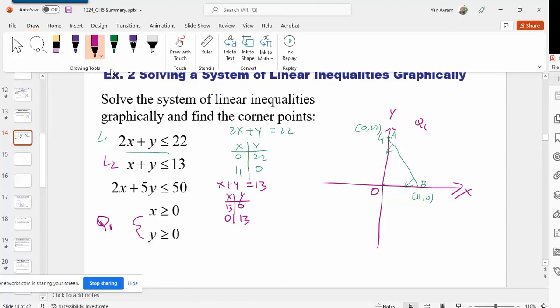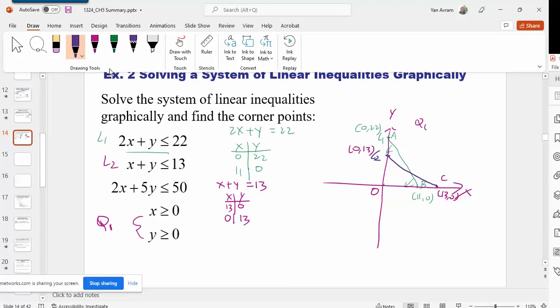So 13 is greater than 11, so it must be outside. Okay, we're going to call this C here, which is 13 and 0. And 13 is less than 22, so it must be somewhere right here. So that's 0 and 13, right? And then if I graph this one right here, this will be my L2. Okay, so this is my L2 in here.